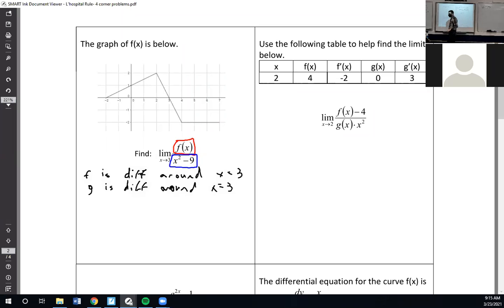Now we need to check limit of the top. We need to check limit of the bottom. So starting with limit of the top, as x approaches 3 of f of x, we're going to look at that graph. The limit as x approaches 3 of f of x is 0. Right? As x is getting closer and closer to 3, zooming in on 3, the y coordinates are getting closer and closer to 0.